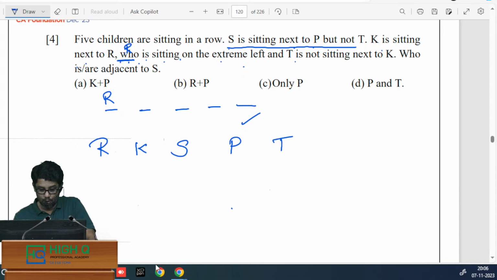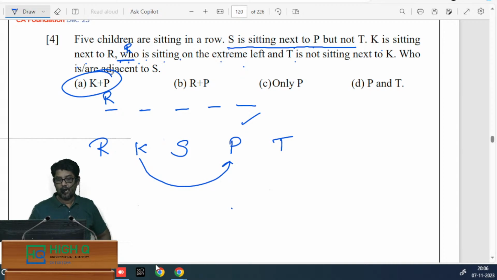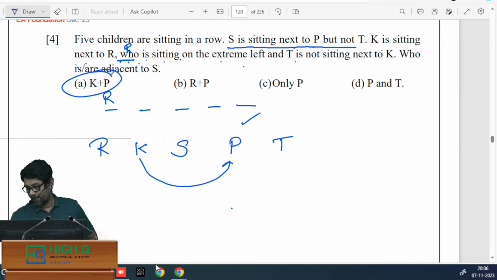Now, who is adjacent to S? K and P. Option A. R, K, S, P, T. Option A, my dear. Have you all got it? Say yes or no.